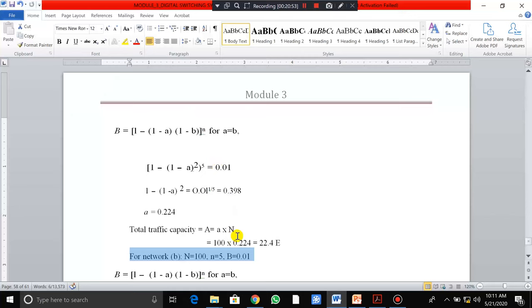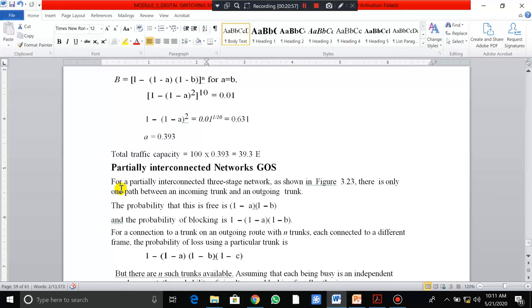Next, another topic, the continuation of grade of service: the partially interconnected networks. Partially interconnected means it is not completely connected.